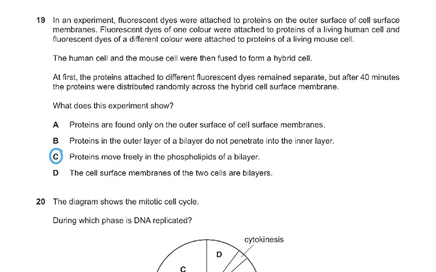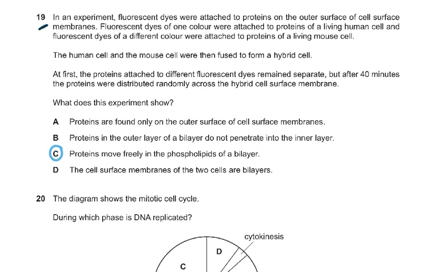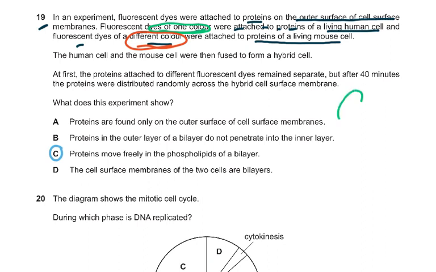Then question number 19. In an experiment, fluorescent dyes were attached to proteins on the outer surface of cell membranes. Fluorescent dyes of one color were attached to proteins of a living human cell, and fluorescent dyes of a different color were attached to proteins of a living mouse cell. So let's say maybe green was the dye color here, and red was the dye color here, attached to proteins of a living mouse cell. The human cell and the mouse were then fused to form a hybridoma. So we would have this and we would have this.